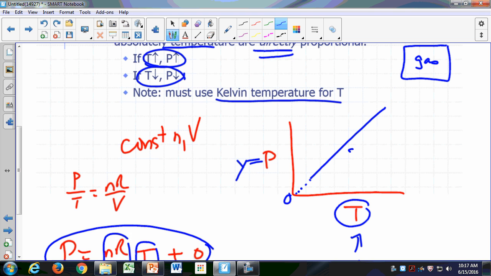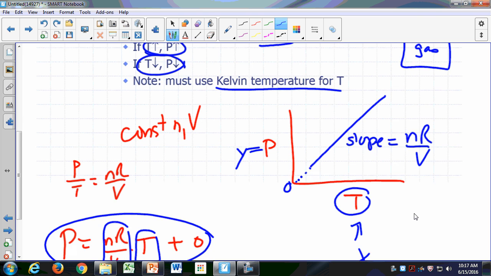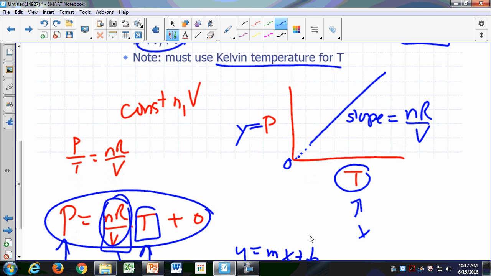What is our slope going to be equal to here? It is equal to m, which is equal to nR over V. That's the slope right here, nR over V. So every point on this graph was taken at the same constant volume. And so all of the points here belong to the same isochore. Data collected at constant volume are said to be on an isochore.